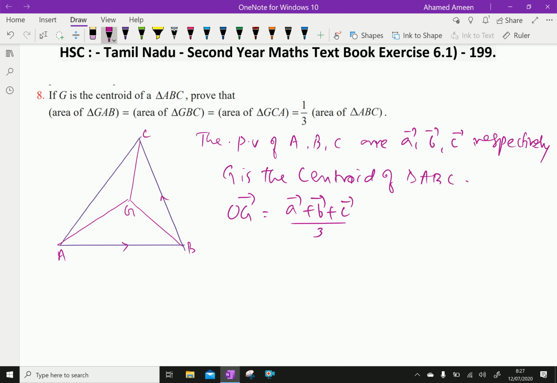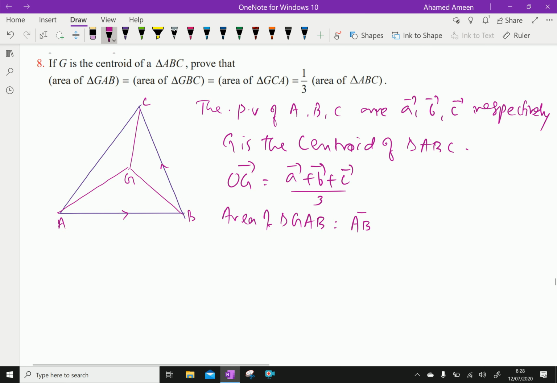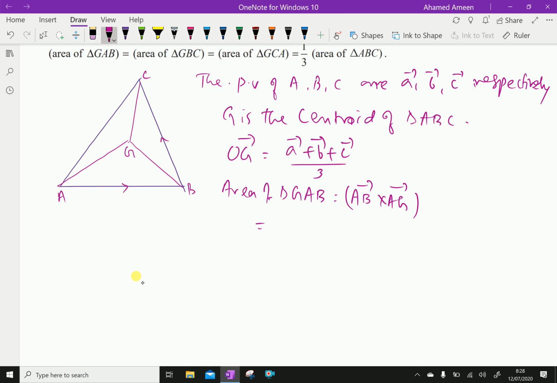Now the area of triangle GAB is equal to vector AB cross vector AG, which is equal to AB, you can say OB vector minus OA, cross product of OG minus OA.